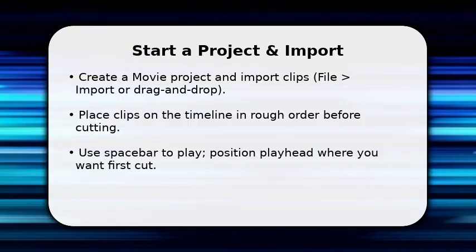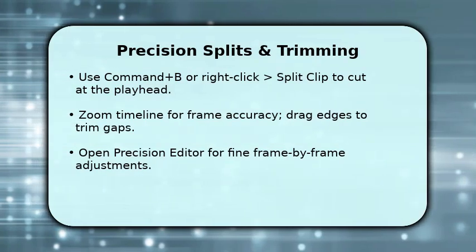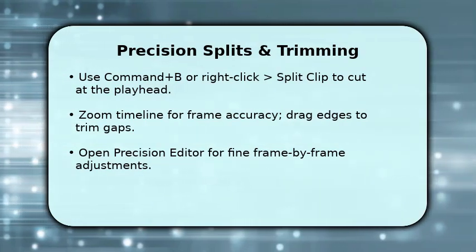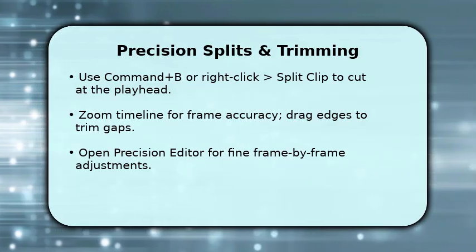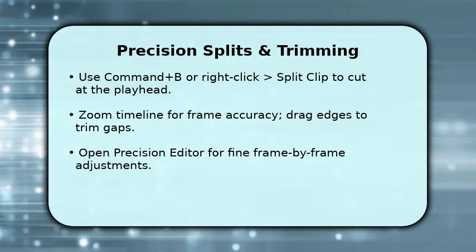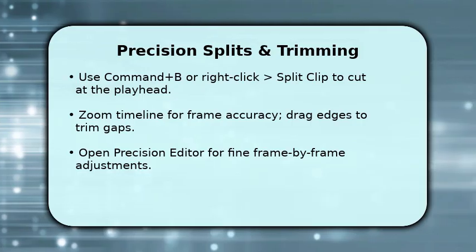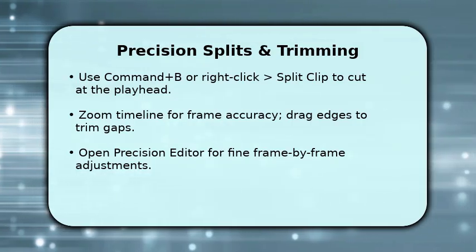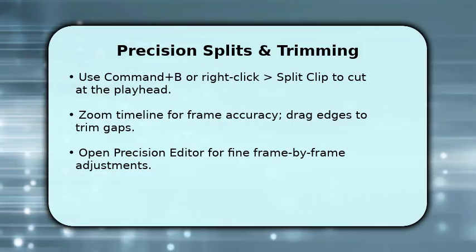This non-destructive split preserves each source clip. You now perform the actual cut. Press Command+B or right-click and choose Split Clip. This instantly separates the clip at the playhead. Then zoom the timeline to refine exact frames and drag the newly exposed edges to trim without losing nearby footage.